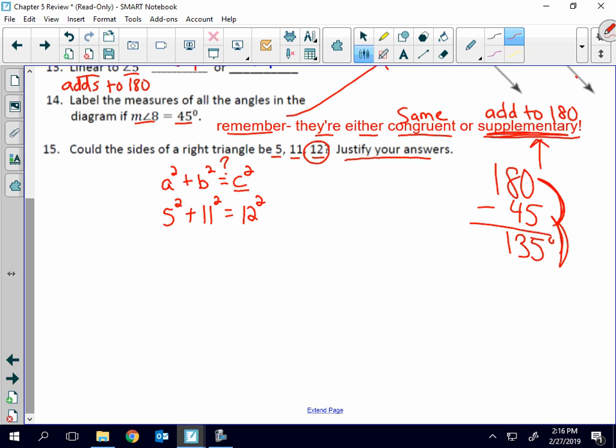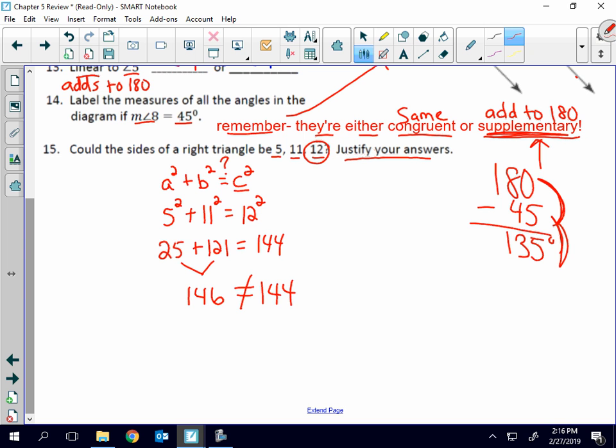All right, does 5 squared plus 11 squared equal 12 squared? Let's find out. 5 squared is 25. 11 squared is 121. And 12 squared is 144. Let's see, when I add these together, does it equal 144? Nope, I get 146, which does not equal 144.